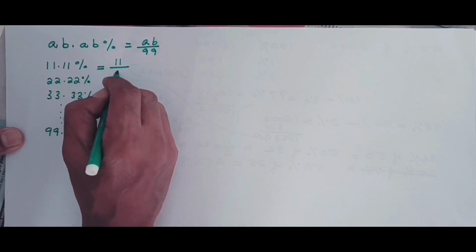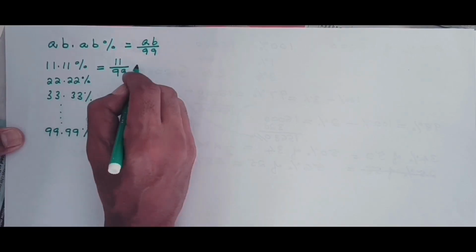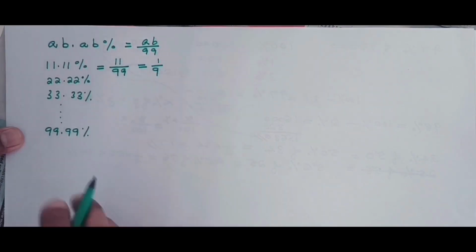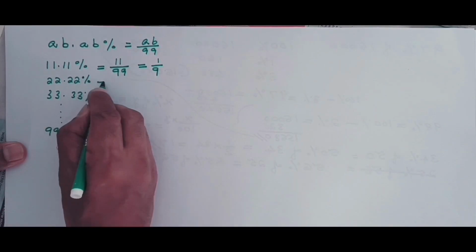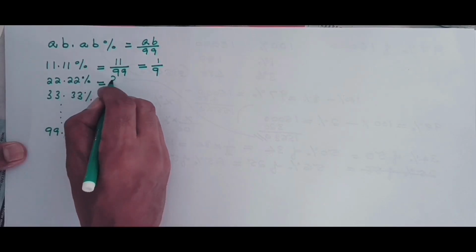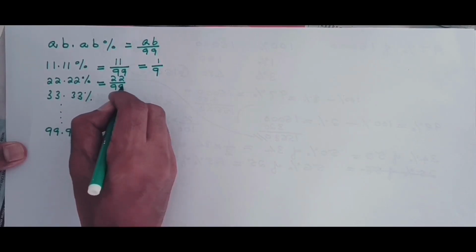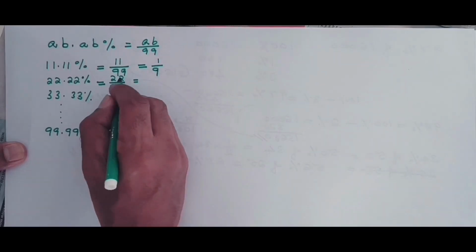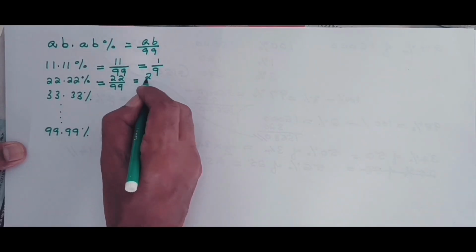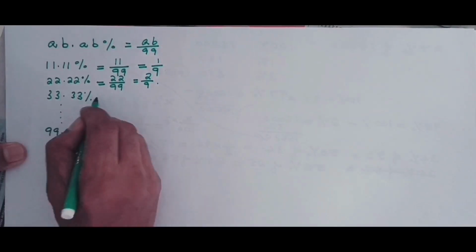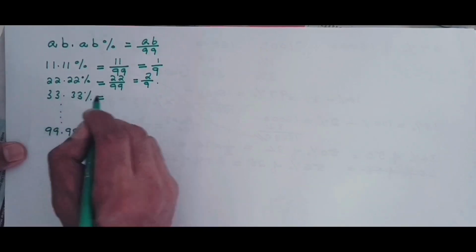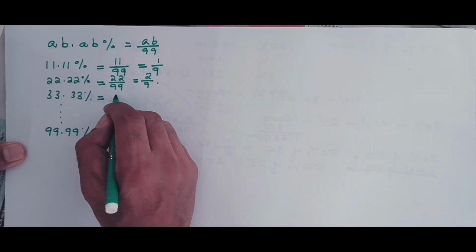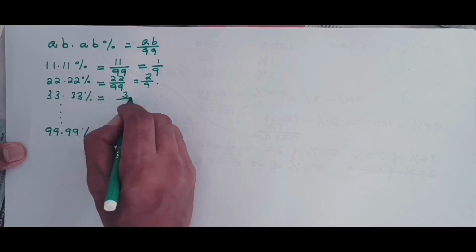So what should 11.11 percentage be? 11 by 99. That's nothing but 1/9. So to find out this percentage, you find out 1/9 of the number. Similarly, what will be this 22.22 percentage? 22 divided by 99. That will be, see, 11 will go into both these numbers. You get 2 divided by 9. So similarly, 33 and 33, you're getting 33 divided by 99, which on further simplification is 3 divided by 9.